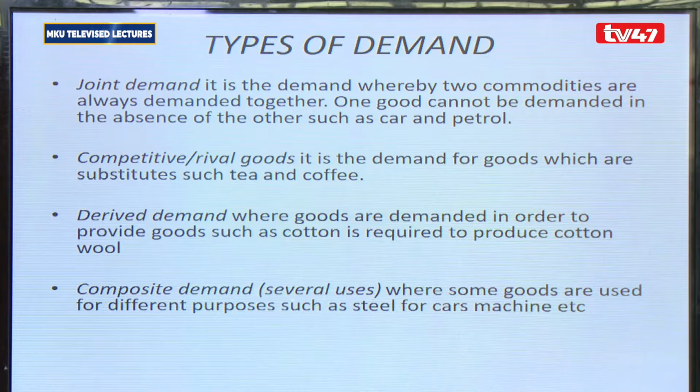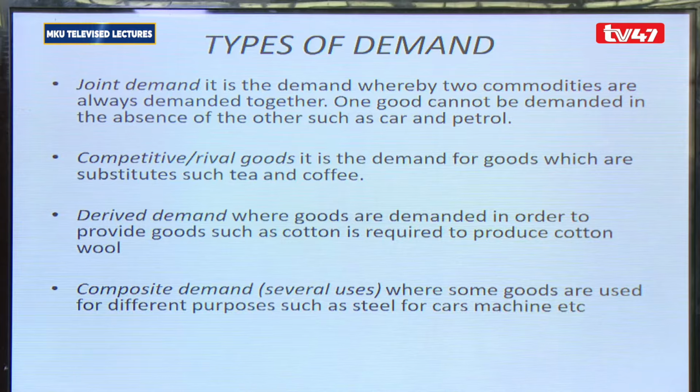So we look at types of demand. We are still trying to understand demand so that we see what really is likely to affect the decisions that are made by the consumer. We have what we call joint demand. This is where two commodities, X and Y, or A and B, are always demanded together.